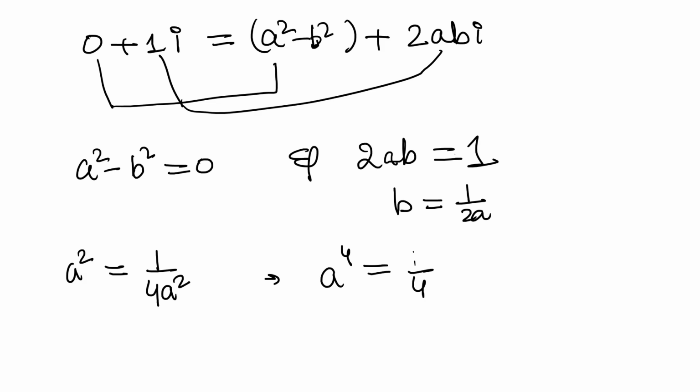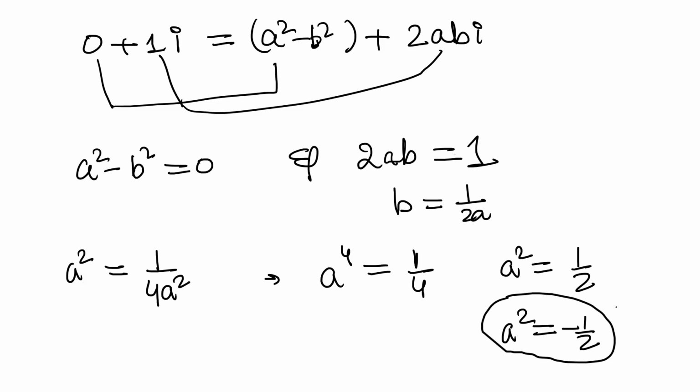If a raised to the power 4 is 1 over 4, we will get a square equals either plus half or negative half. We know that a and b both are real numbers, so a square cannot be negative half. These are the two answers that we are getting, but obviously we have to ignore a square equals negative half, because the square of a real number is never going to be negative half. A square of a number can be negative half, but that number has to be a complex number. So we are getting a square equals half.